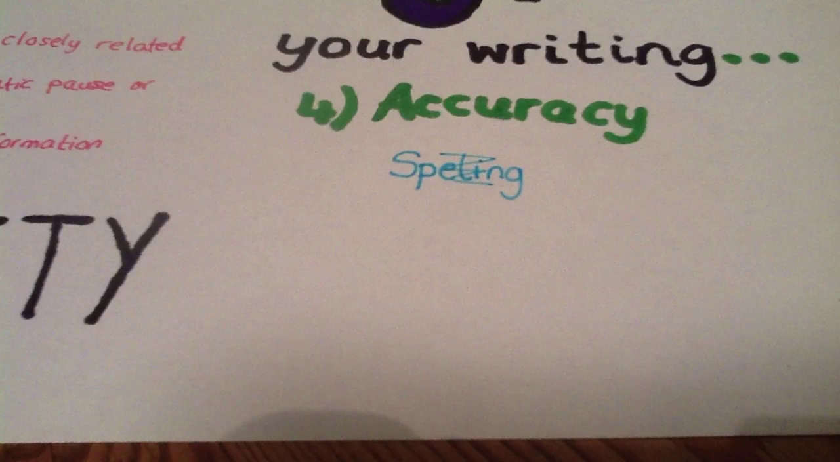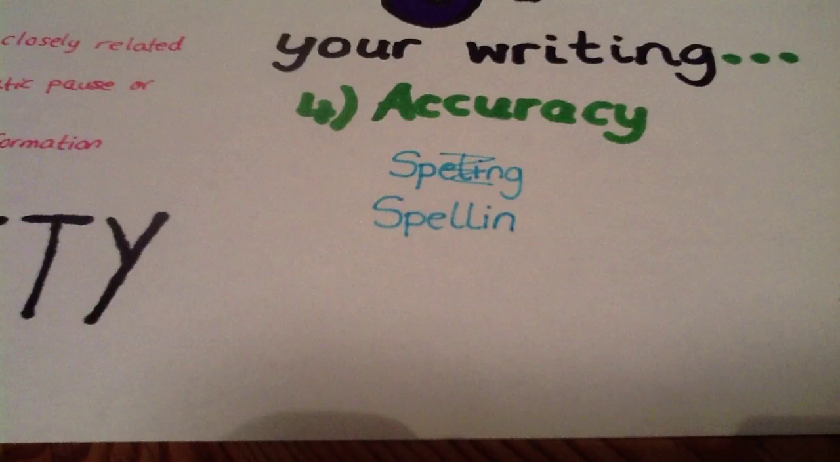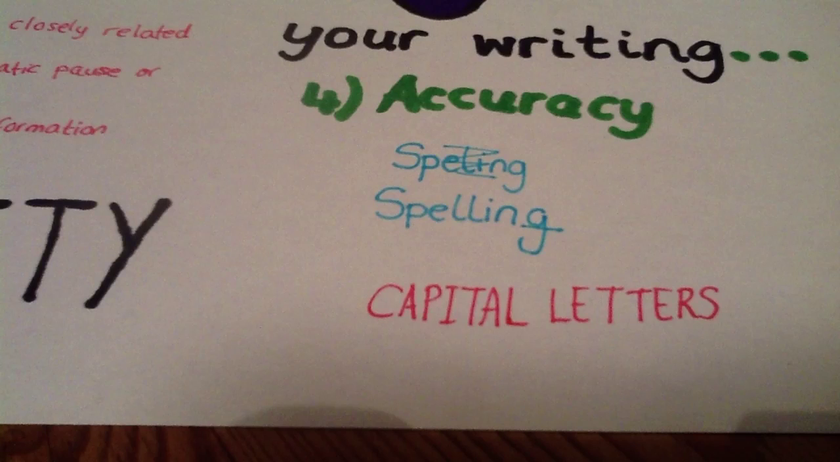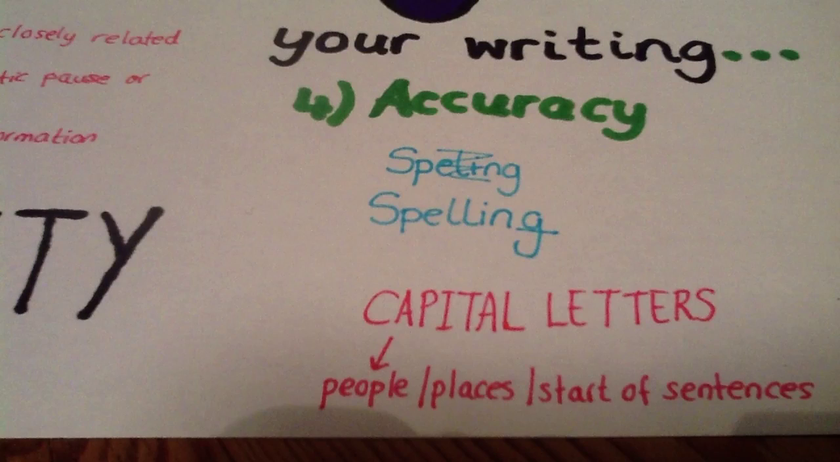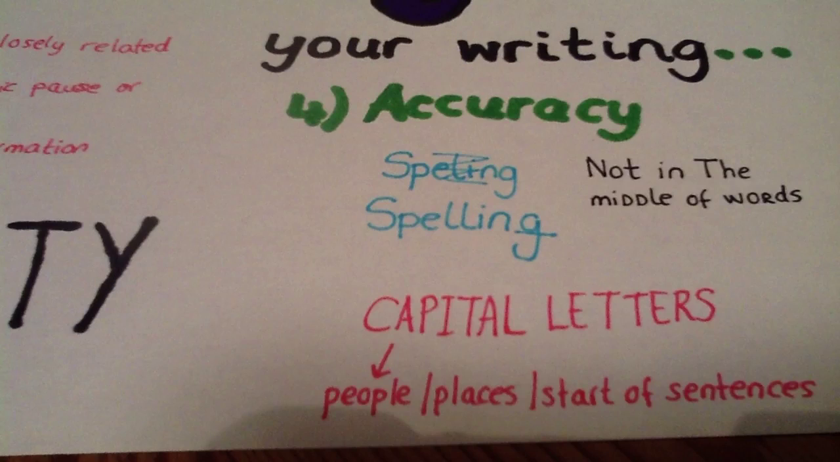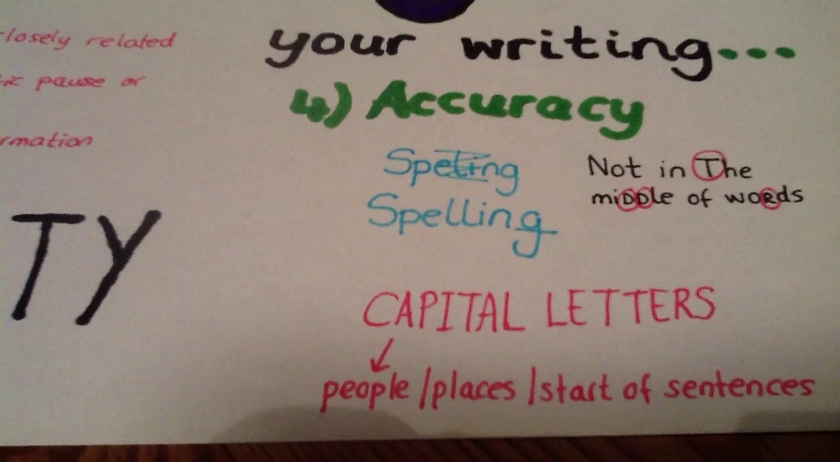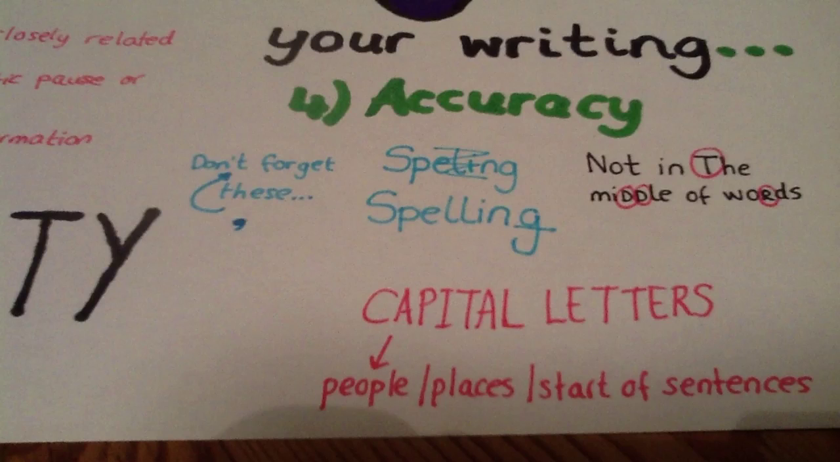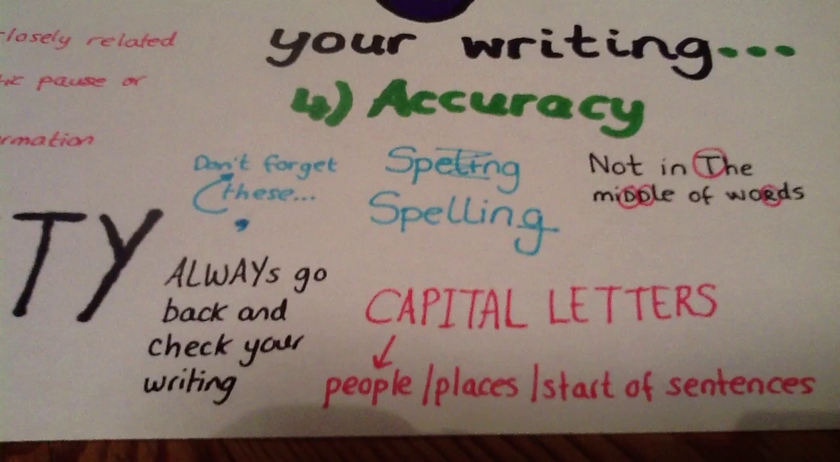Fourth one, accuracy. You must get your spelling right. You have to check it. You must make sure you've got capital letters in the right places, for people, places, starts of sentences. That's where they should be. Not in the middle of words, randomly in the middle of sentences. Do not put them there. Don't forget about things like apostrophes in words like don't, for example. You must go back and check your writing to make sure you don't do any of these things.